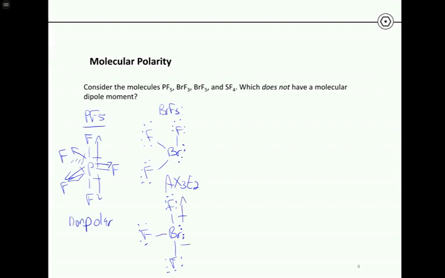These 2 dipoles essentially cancel each other out, but we still have this dipole pointing right to left from bromine to fluorine. So this one's going to be polar. So it does have a dipole moment. BrF5. If we draw the structure for this, it's going to be, again skipping some steps, AX5E. Okay, so this is an AX5E geometry, which means we have a square pyramidal geometry.